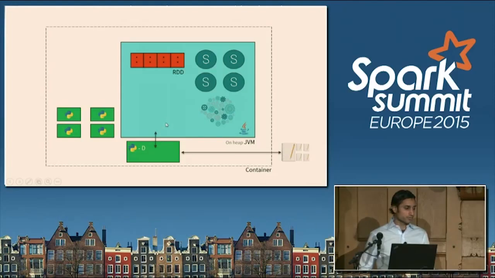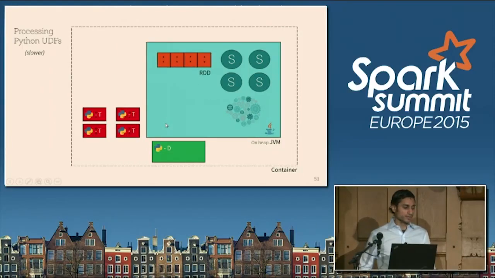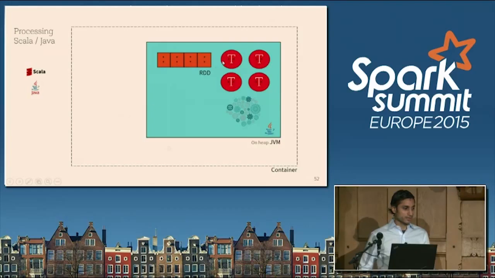Now, when you process Python UDFs, they process in these Python PIDs. And since Python is a dynamically typed language, because of the inherent nature of Python, it's just a little bit slower than running things at native speeds in the JVM using Scala or Java. So this is processing Python UDFs. If you process Scala or Java, you run threads in the JVM itself.